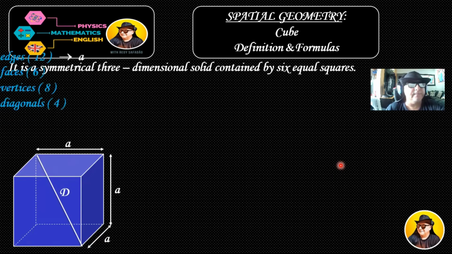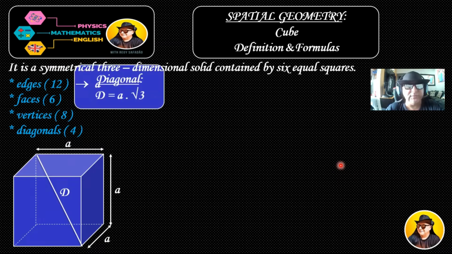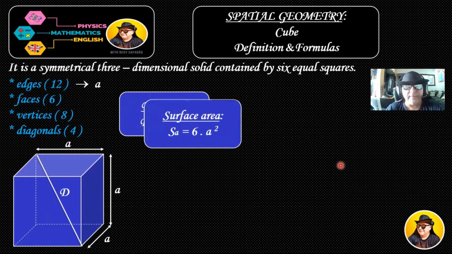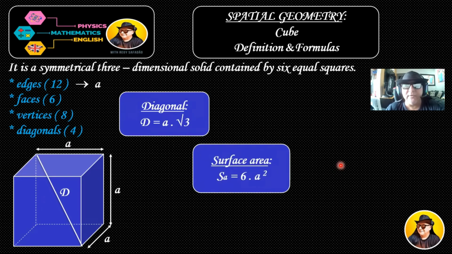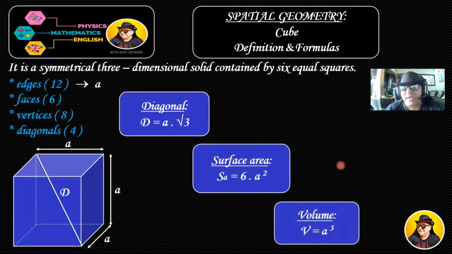A cube has 12 edges, 6 faces, 8 vertices, and 4 diagonals. A is the edge. If you want to find the diagonal of a cube, you have to do A times the square root of 3. The surface area is 6 times A squared. And the volume of a cube is A cubed.